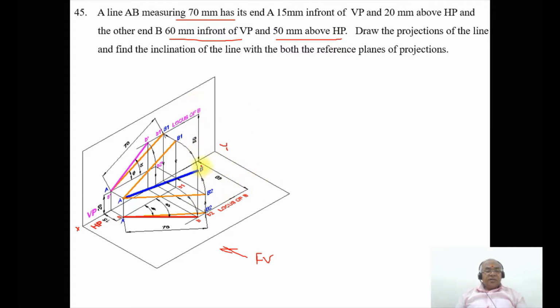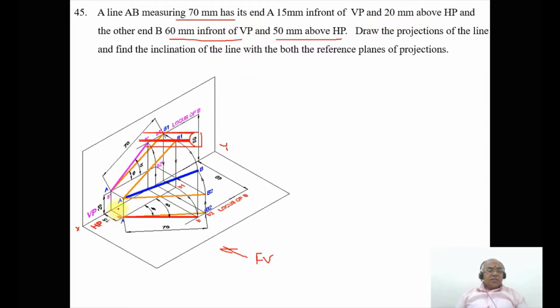When you look from the top view, I can see the distance with respect to VP, which is in HP. So from this XY line, you measure 60 mm and you get the locus of B in the top view, and 50 mm above HP. He has given the locus of B in the front view, which is 50 mm on this. Now, once you do that, we need to take the true length.